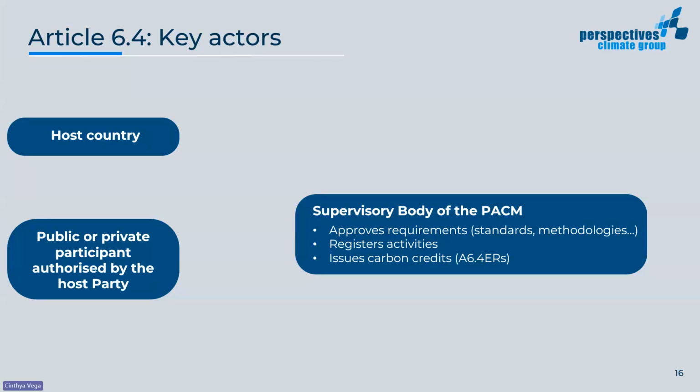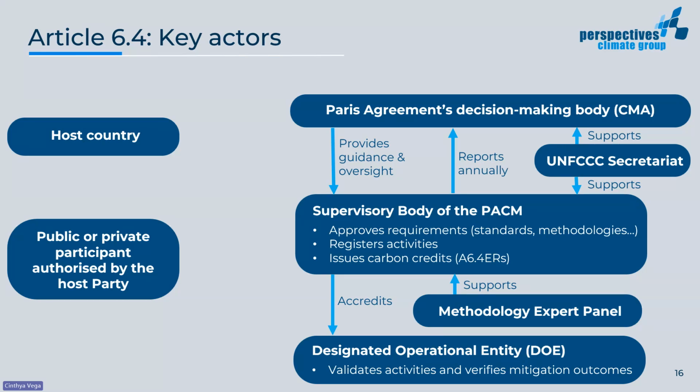The PACM has main actors in its operation. First of all, the PACM operates under international oversight. It's supported by a formal governance structure, and its regulatory body is called the Supervisory Body. The Supervisory Body approves requirements, for example standards, methodologies, tools, etc., registers activities, and issues carbon credits, the Article 6.4 emission reduction units. The Supervisory Body is at the same time overseen by the Paris Agreement's decision-making body, the CMA, which provides guidance and oversight, and the SB reports annually to the CMA. Both the CMA and the SB are supported by the UNFCCC Secretariat, and in approving requirements and standards, the SB is further supported by the Methodology Expert Panel.